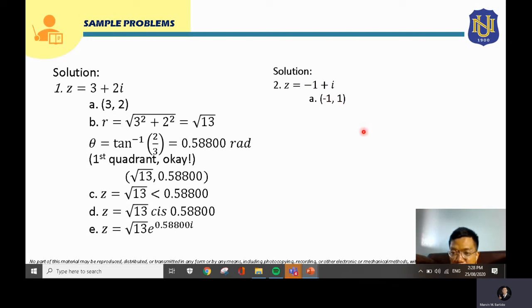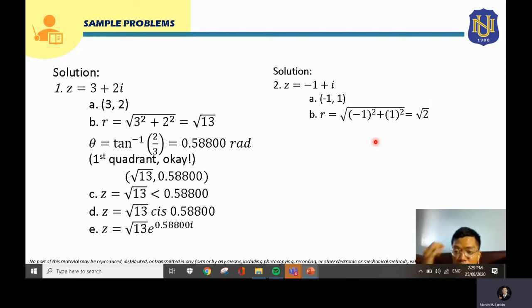Now, to solve for the second question, that will be polar coordinates, we need r and theta. To solve for r, that is just equal to square root of x squared plus y squared, wherein your x is negative 1 and your y is 1. Solving that, that will just be equal to square root of negative 1 squared plus 1 squared, and that will just be equal to square root of 2. So your r now is square root of 2.